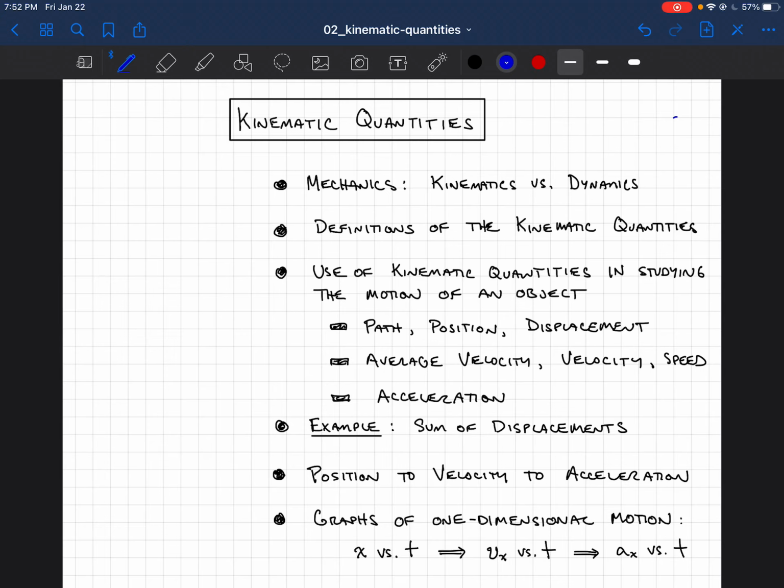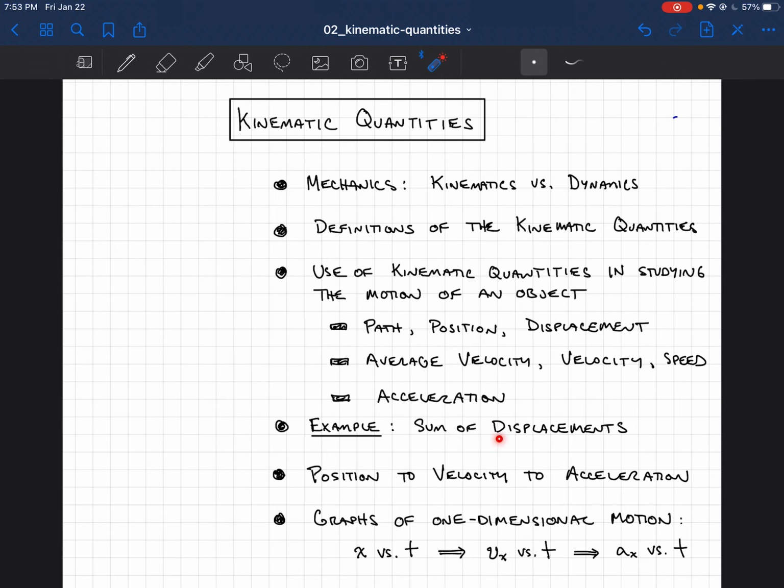I'll quickly give the definitions of the kinematic quantities, and then we'll use them in order to describe the motion of an object. And through that process, we'll introduce all of these concepts: the path, the position, the displacement of an object, then quantities related to the velocity of an object, and finally the acceleration of an object, and show how they're all related, and in particular how you use them as they are vectors. So we'll be doing vector math with them.